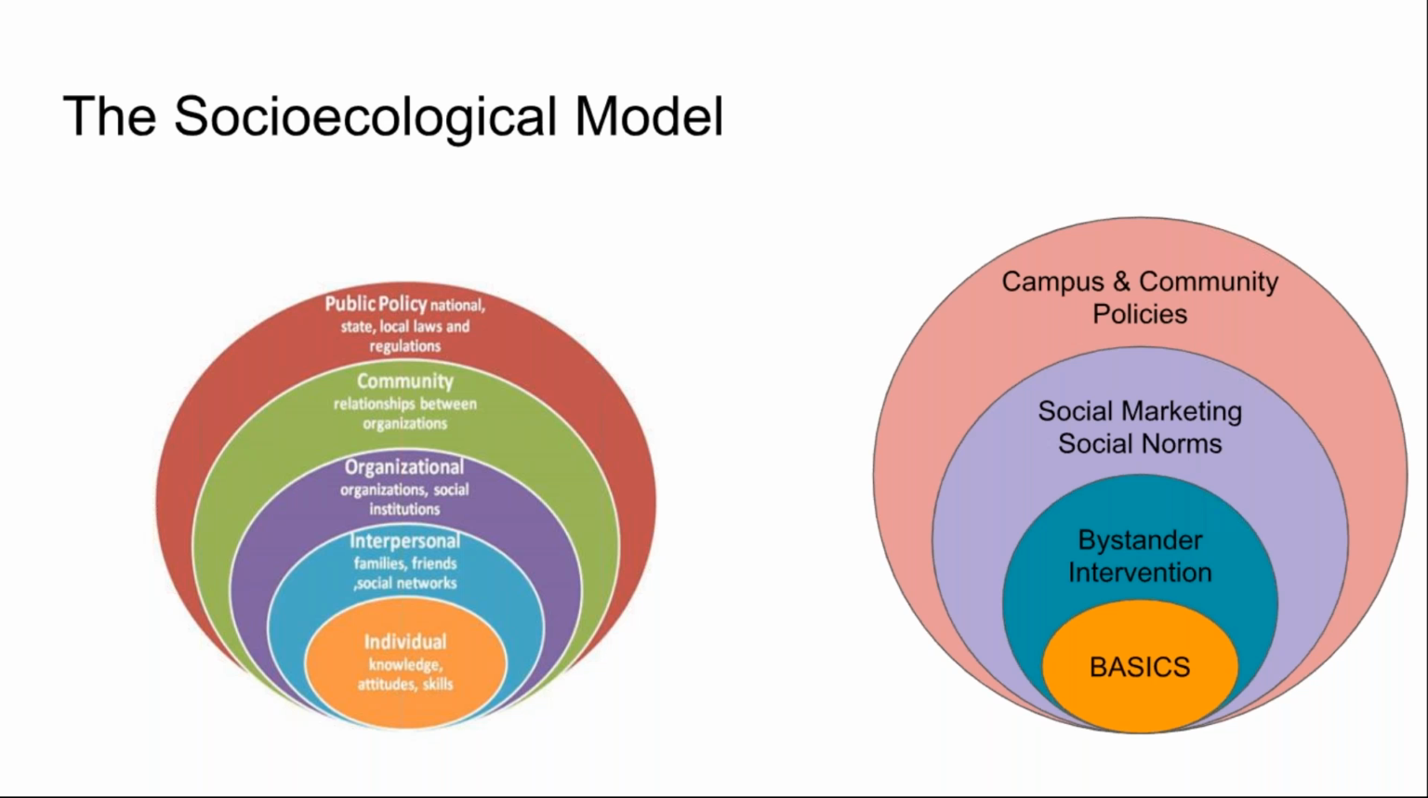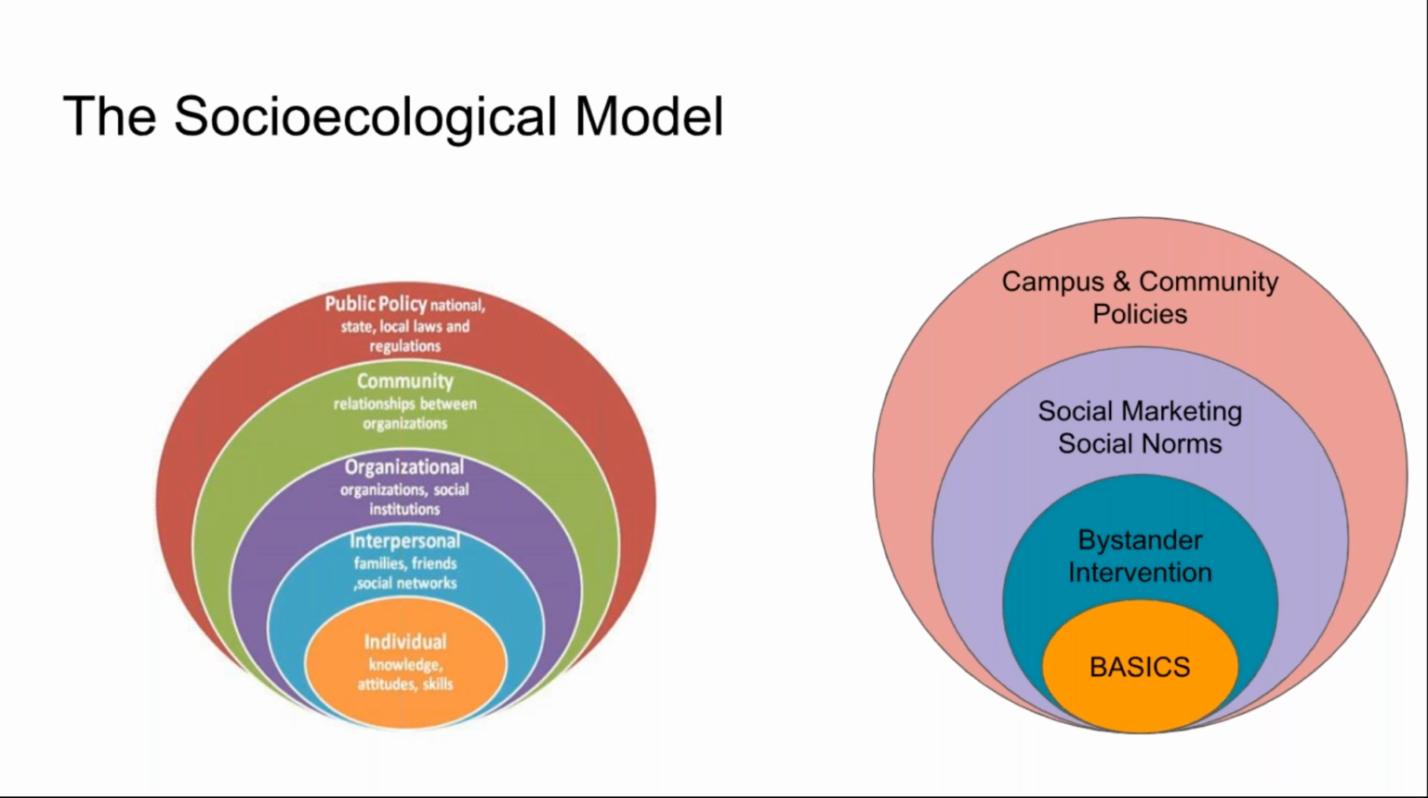So we do want individual level programming. So an example is BASICS, so something that's going to impact knowledge or skills of that individual. We also want to impact our interpersonal levels, so our relationship between people. So our example for that is a bystander intervention where someone would intervene on behalf of someone else if they've had too much to drink.